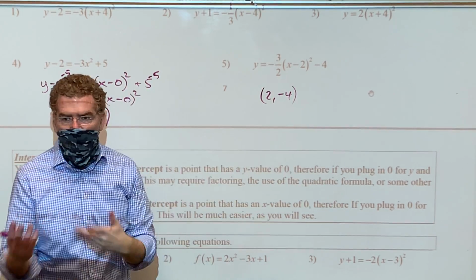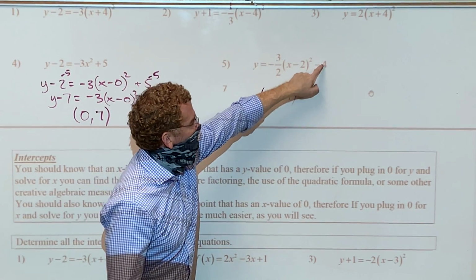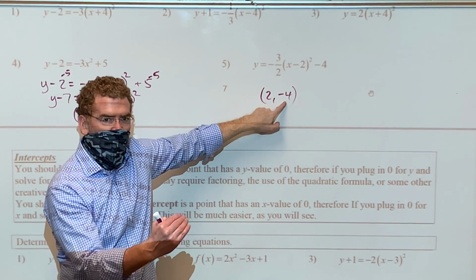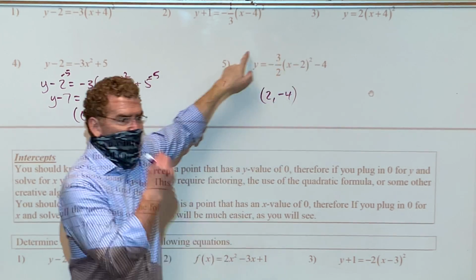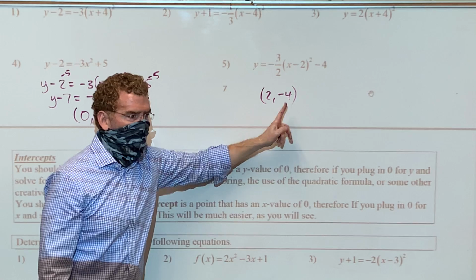So I kind of do both, but make sure that if you see something like this, remember, this is a shift down 4. That's why you're down at -4. But if you were to write it in the other form we have, the y minus k form, that would have been a y plus 4. So remember to change your signs on that.